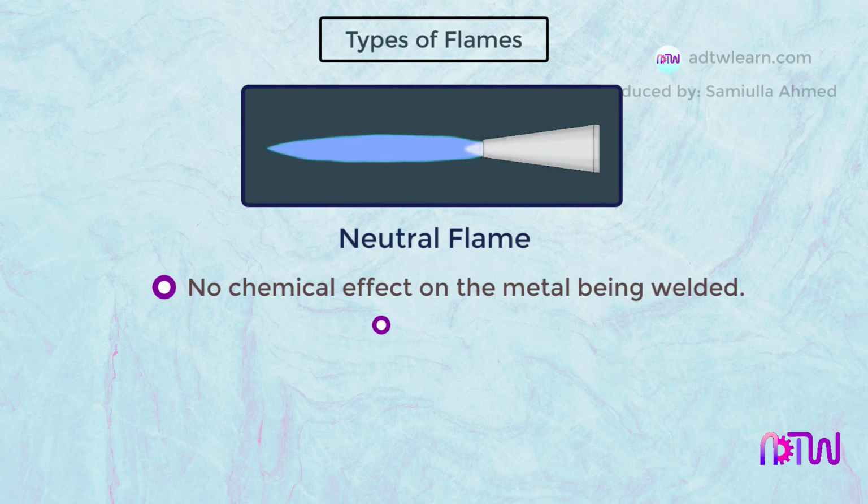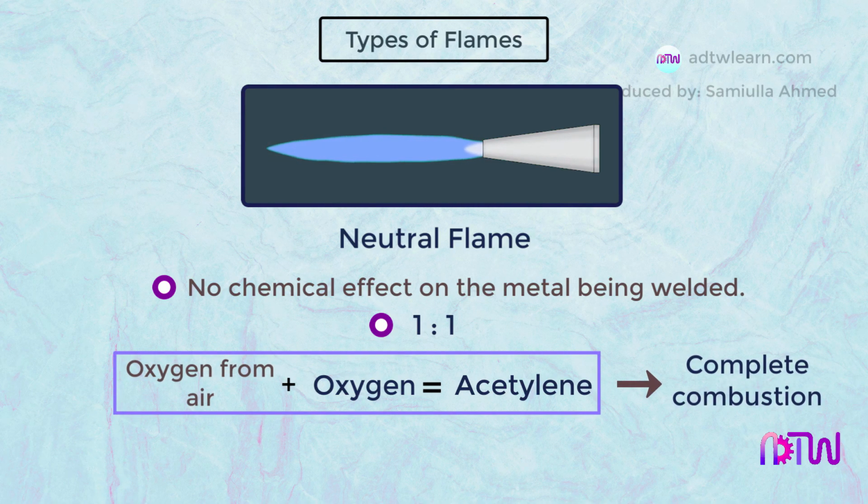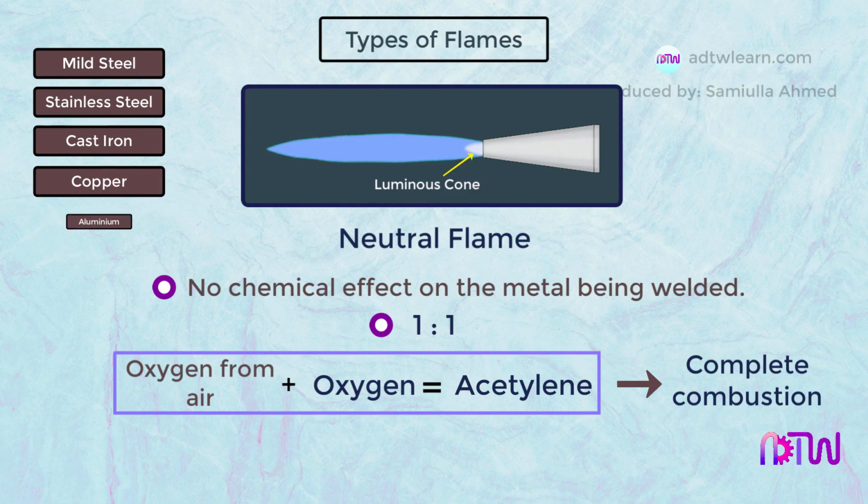The neutral flame has a 1-to-1 ratio of acetylene and oxygen. In other words, in a neutral flame we supply equal quantities of oxygen and acetylene. It obtains additional oxygen from the air, and provides complete combustion. It is generally preferred for welding. The neutral flame has a clear, well-defined, or luminous cone indicating that combustion is complete. Neutral welding flames are commonly used to weld mild steel, stainless steel, cast iron, copper, aluminium.